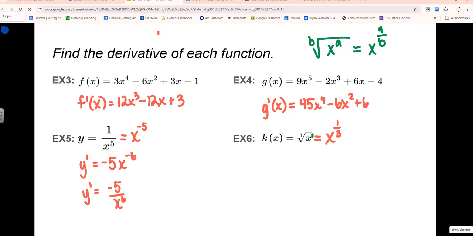So again, this is not our answer. That's just changing this so that we can deal with it. Because if we don't change this to just a regular x to a power, we don't know how to take the derivative of it. So we are going to do k.